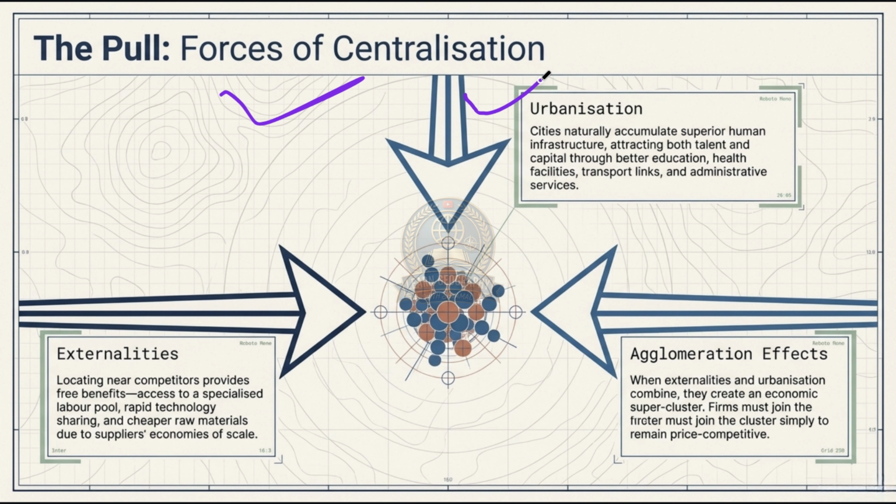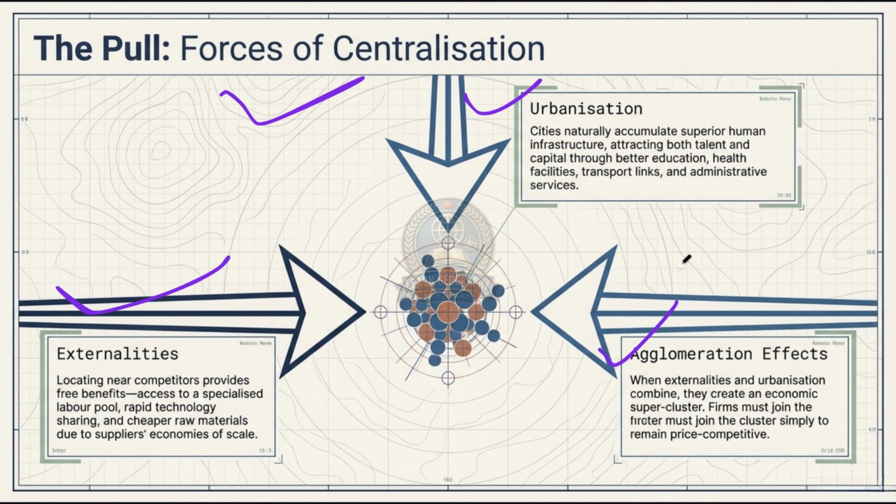The pull forces of centralization. Urbanization: cities naturally accumulate superior human infrastructure, attracting both talent and capital through better education, health facilities, transport links, and administrative services. Then externalities: locating near competitors provides free benefits, access to a specialized labor pool, rapid technology sharing, and cheaper raw materials due to supplier economies of scale.